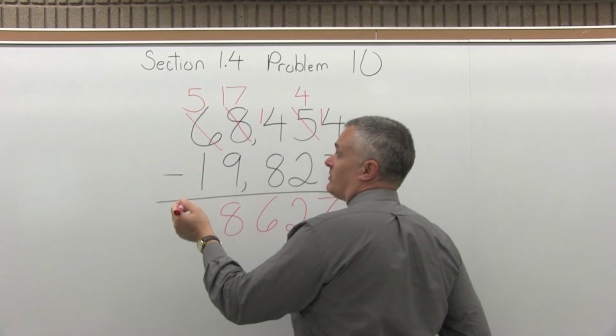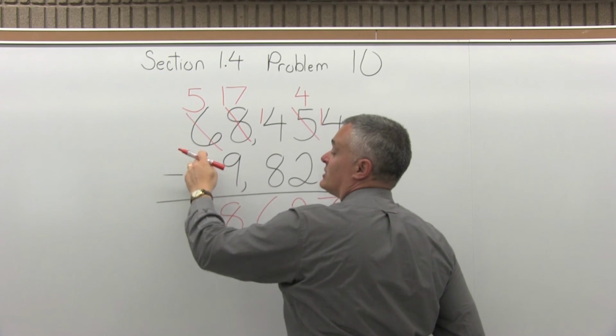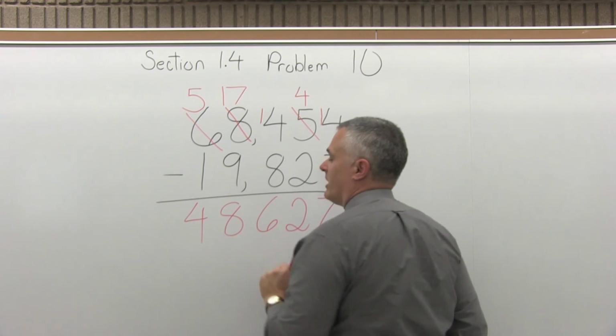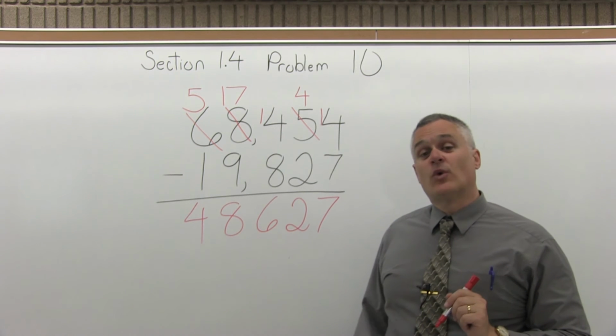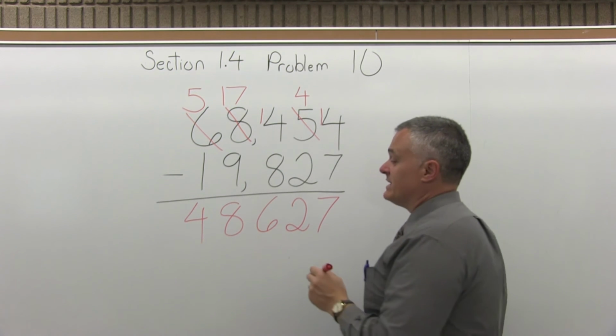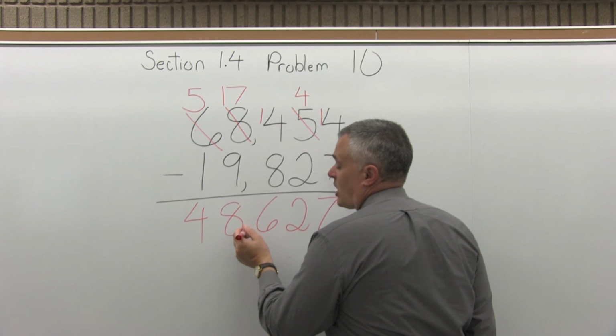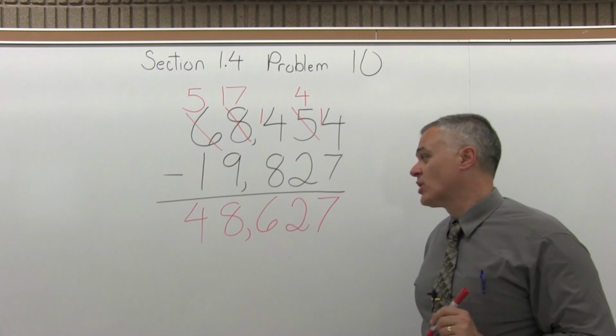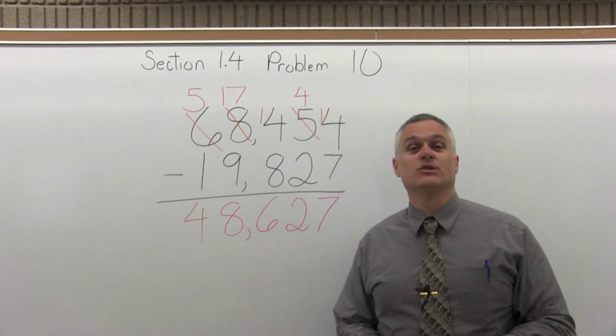And then in the last column to the left, I have 5 minus 1, which is 4. So that makes the answer 48,627. And if you like to use the commas after the 48,000, you can put a comma. 48,627.